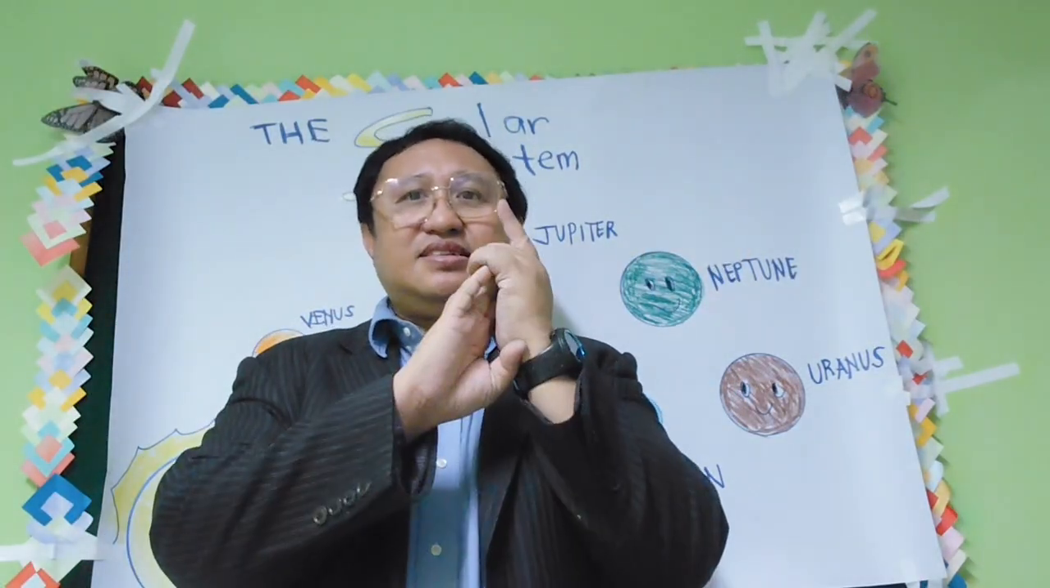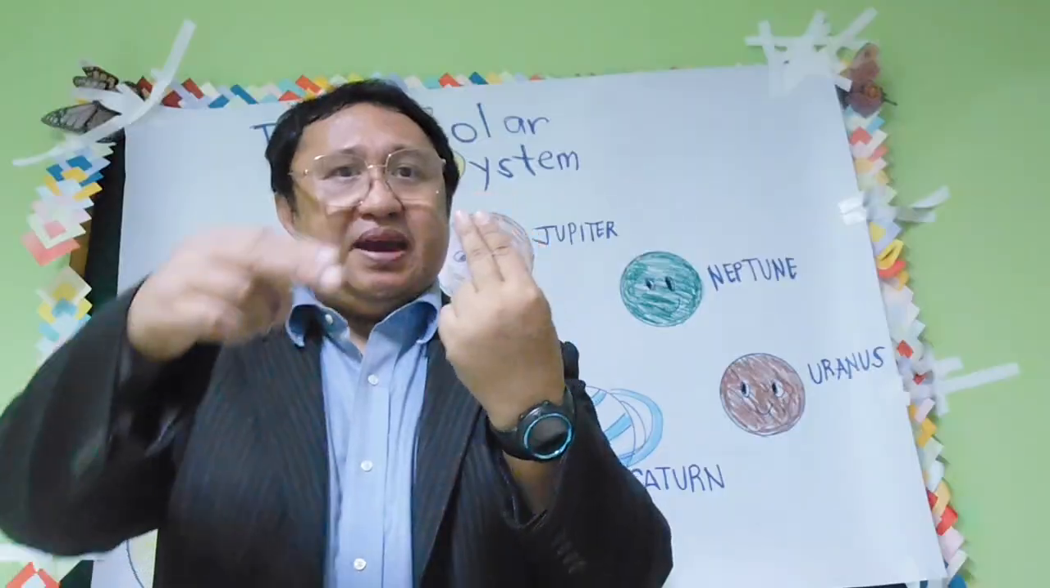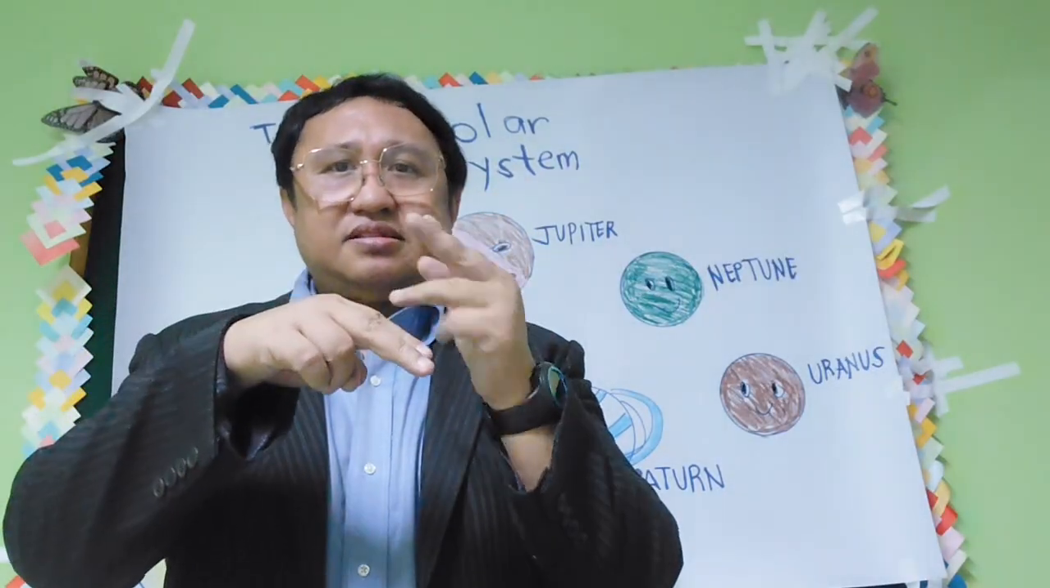Correct. That is Mercury. Second question. What do we call the planets spinning on their own axis? What's your answer? It is rotation.